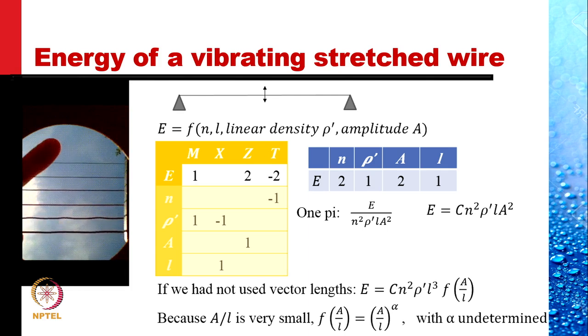If we had not used the vector length, there would have been two pi numbers, one dependent and one independent. The dependent pi number would have been E divided by n square rho prime l cubed, and the independent pi number would be A divided by L. Because A by L is small, the function of A by L would be of the form A by L raised to power alpha, with alpha undetermined. Thank you.